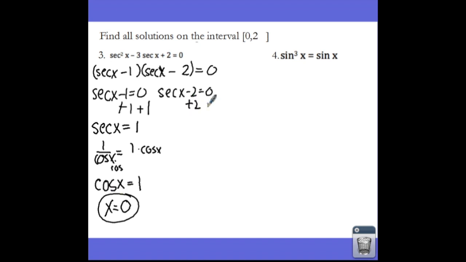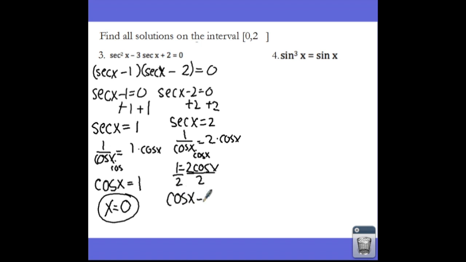So let's look at secant of x minus 2 equals 0. So you'll add 2 to both sides, leaving you with secant of x equals 2. So here we'll change secant of x to 1 over cosine of x again, and then multiply cosine on either side. And then you're left with 1 equals 2 times cosine of x, and you'll divide by 2, and then you have cosine of x equals 1/2. So you have x equals pi over 3, and x equals 5 pi over 3.